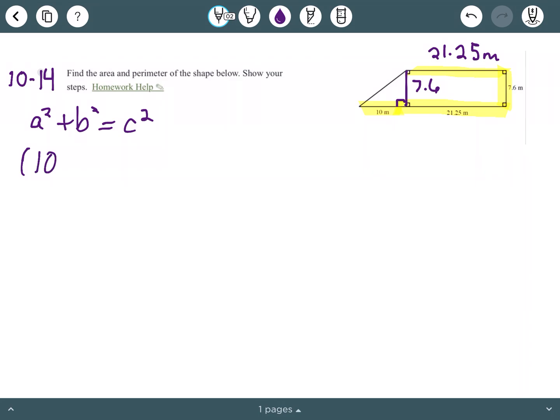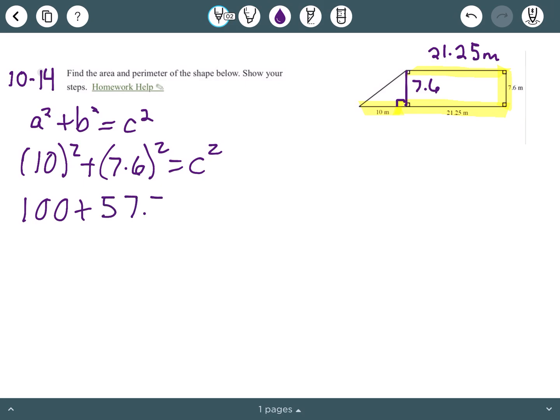So we'll plug in 10 squared plus 7.6 squared equals c squared. So 10 squared, we should know 10 times 10 is 100. And then plus 7.6 squared. I don't know that off the top of my head, so I'm going to put it into my calculator. 7.6 squared is 57.76. So 100 plus 57.76 equals c squared. And c squared equals 157.76.